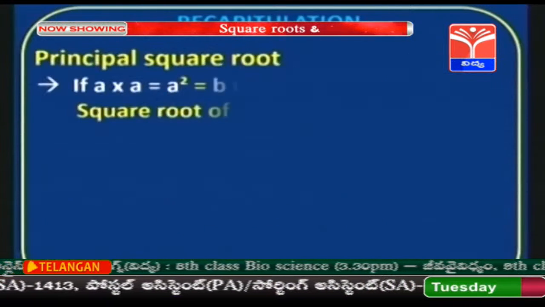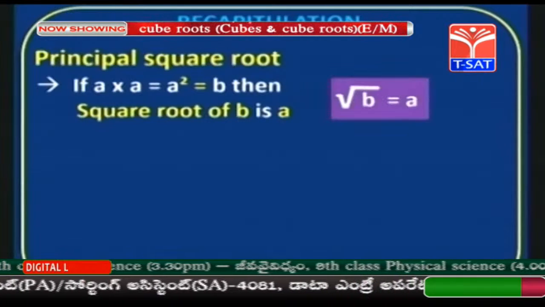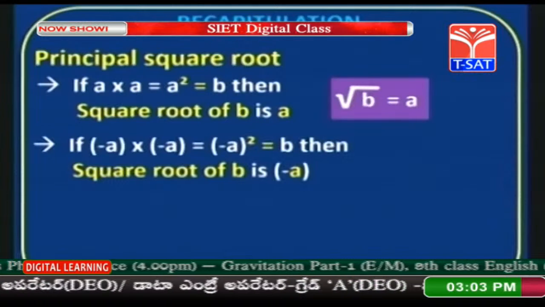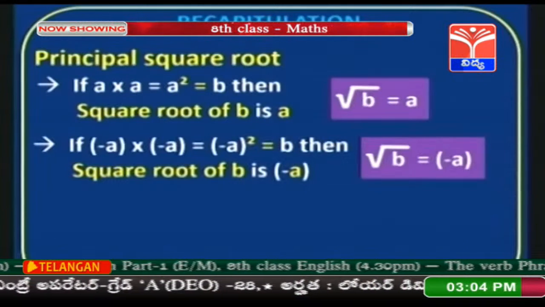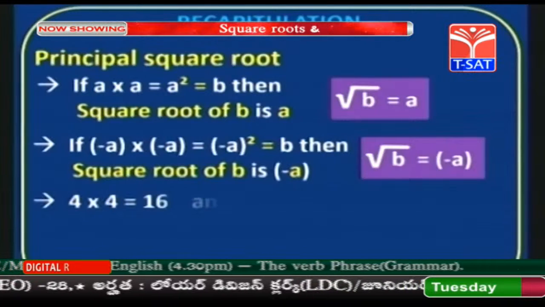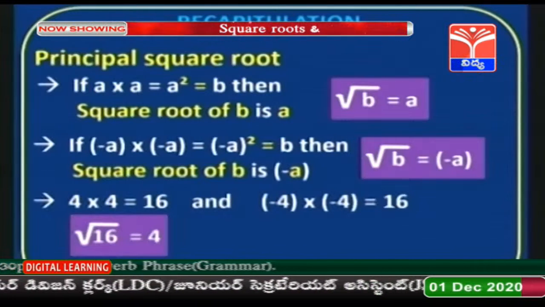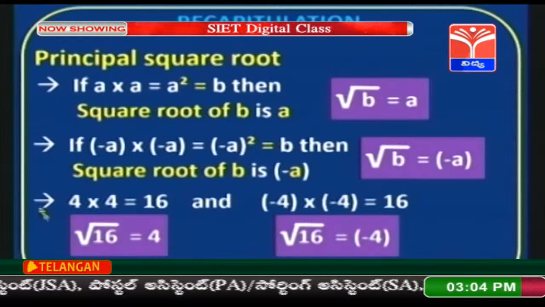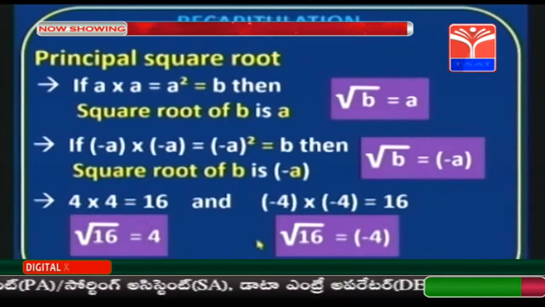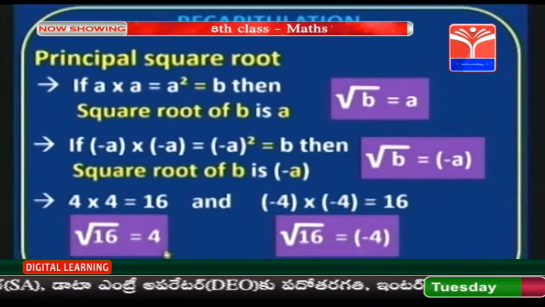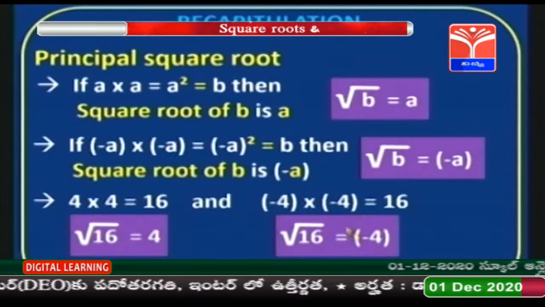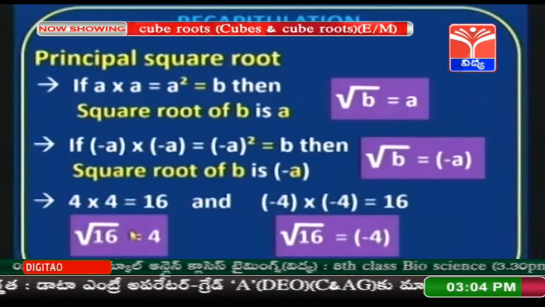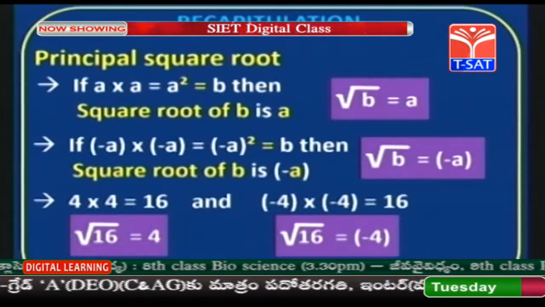Principal square root: if a into a is equal to a square equal to b, then square root of b is equal to a. If minus a into minus a equal to minus a whole square equal to b, then square root of b is minus a. Here 4 into 4 can be taken as 16, minus 4 into minus 4 can also be taken as 16. Children, here square root of 16 is 4, square root of 16 is minus 4. Here we are getting a positive number, here we are getting a negative number. If I want to take the principal square root, I have to take the positive number. So principal square root of 16 is 4.